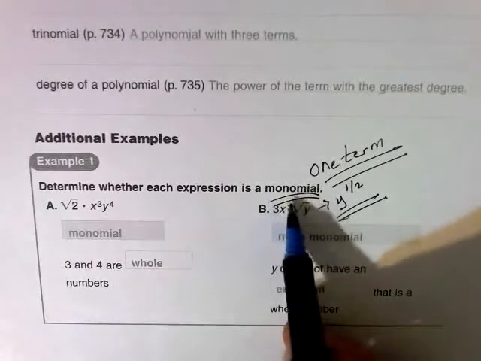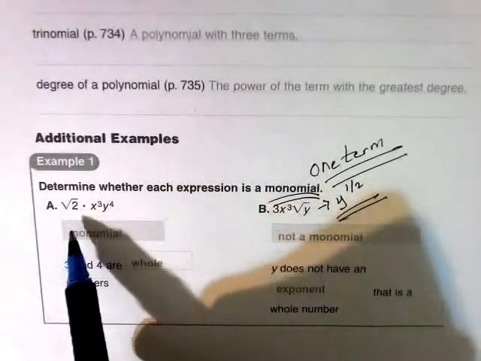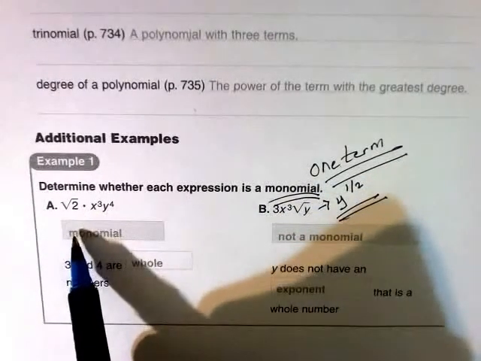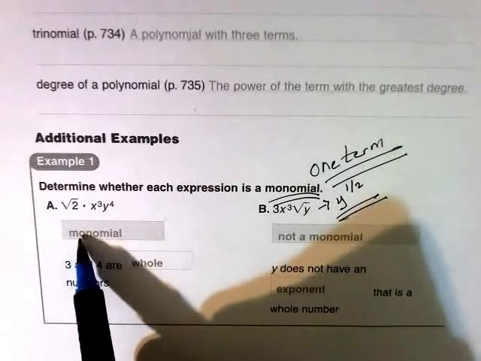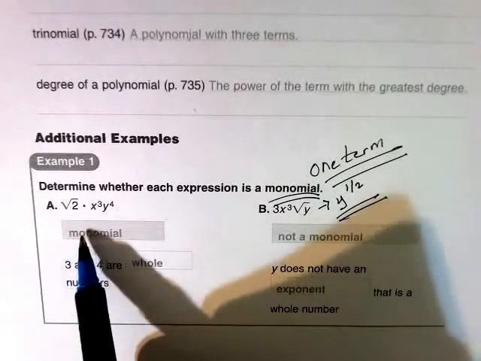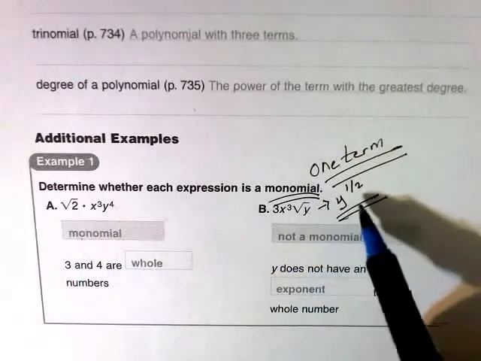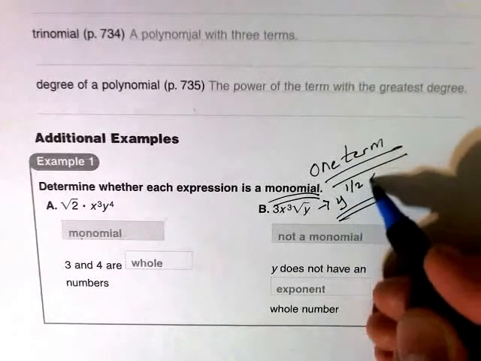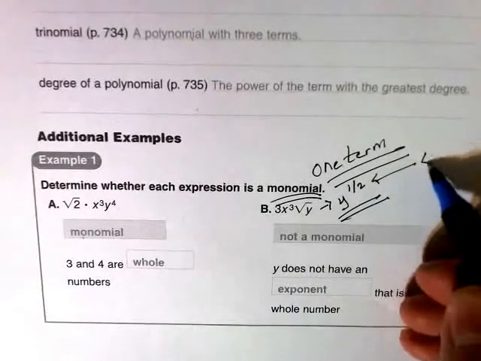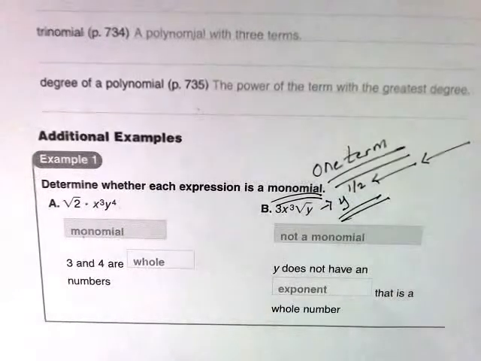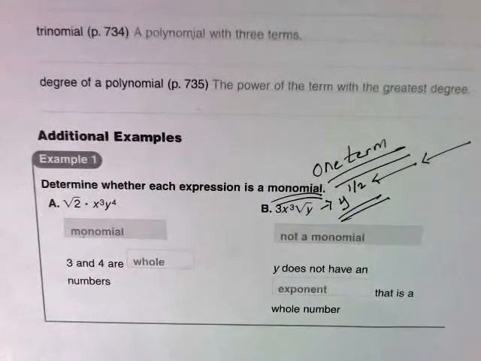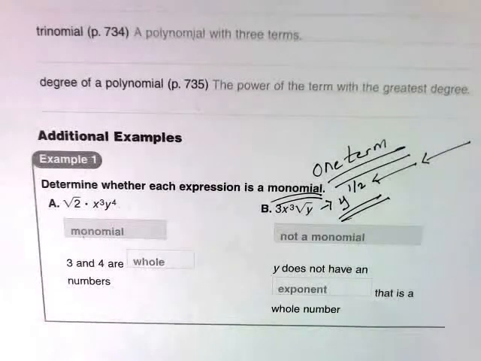If the square root was on the 3, just like over here in A, it would work out fine because we'd just be multiplying together numbers and variables. But because it's the square root of y, which is the same as y to the 1/2 power, the half power is the issue here, because we cannot have an exponent that's not equal to a whole number. So here, y does not have an exponent that's a whole number, so this is not a monomial.